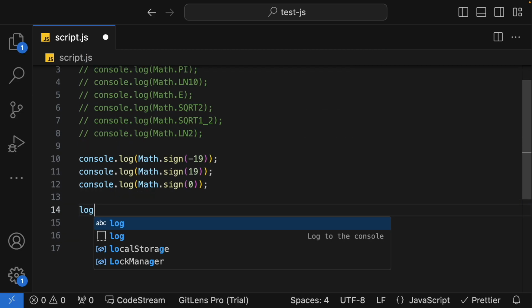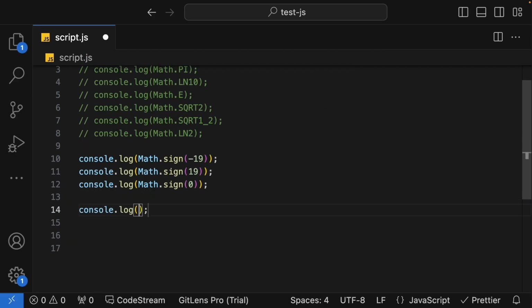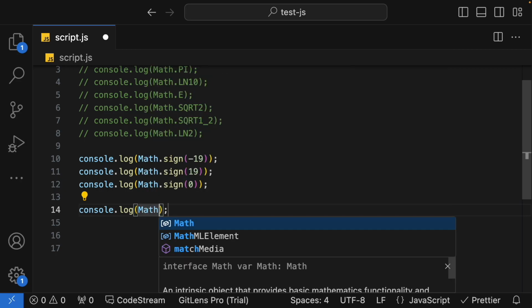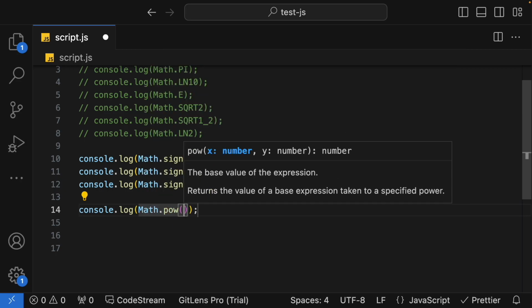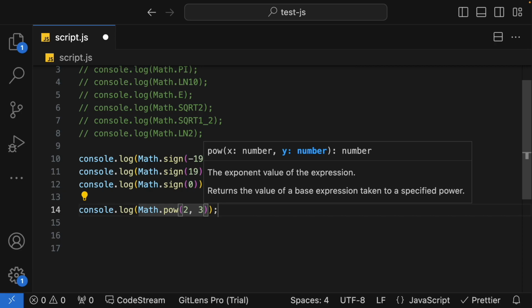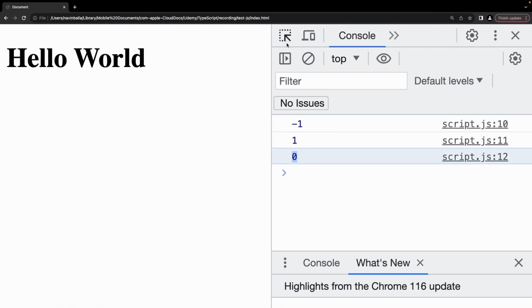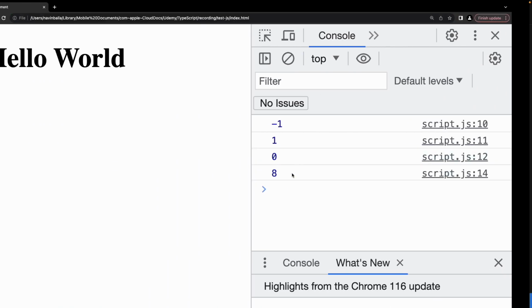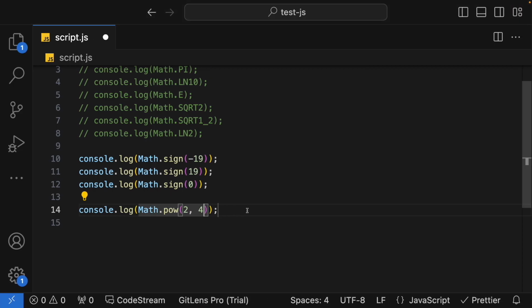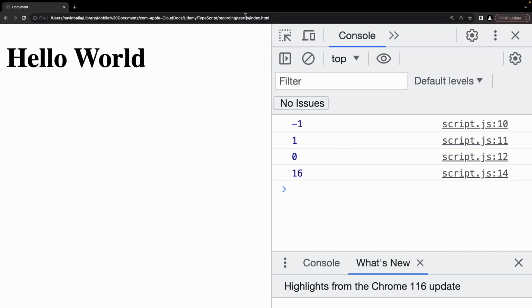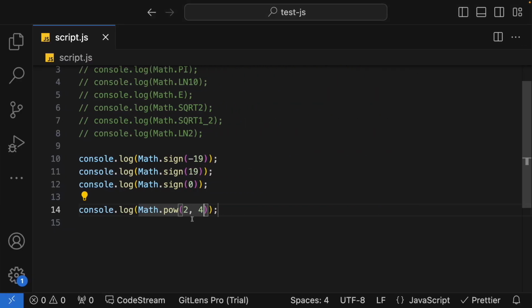Let's understand the next one. Next, we have power, Math.pow. Let's say 2 to the power 3. Let's see the outcome: 8. Correct. Let's try 2 to the power 4. It should be 16. Yes. It accepts two parameters: one is 2 and the second is 4, so it's 2 to the power 4 over here.